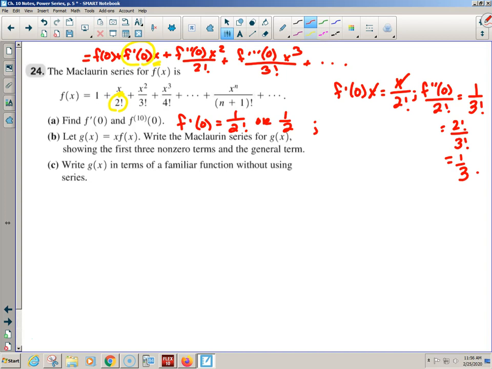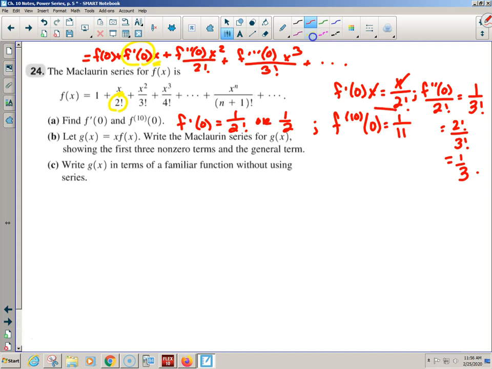So f double prime is 1/3, f single prime is 1/2. Do you want to keep on going, or do you think we have a pattern? F triple prime over 3 factorial equals 1 over 4 factorial. Remember, multiply 3 factorial over 4 factorial, that's 1/4. Guys, what's the 10th derivative going to be?